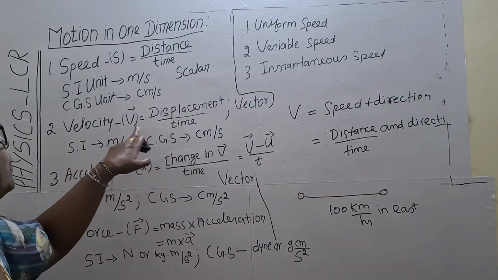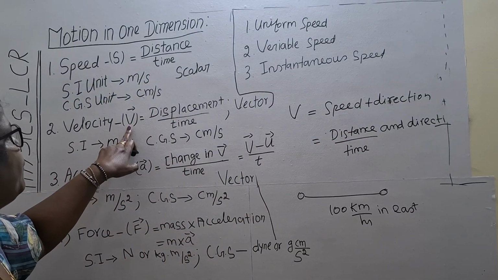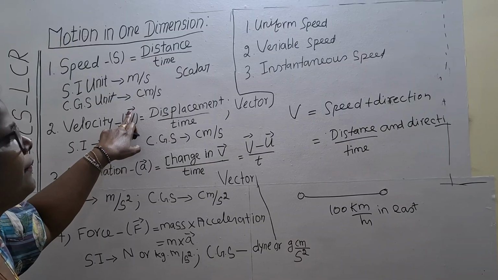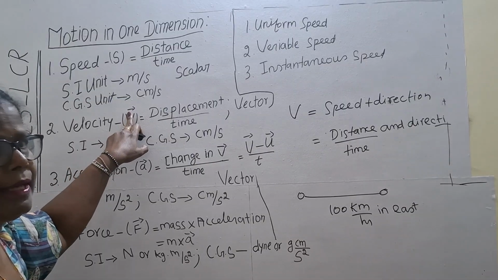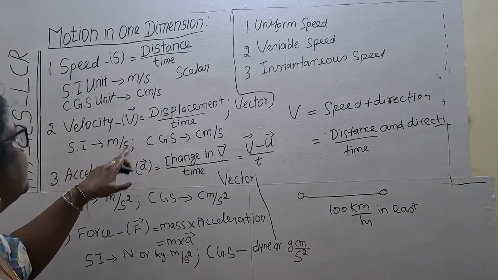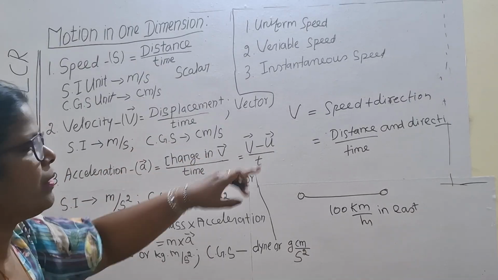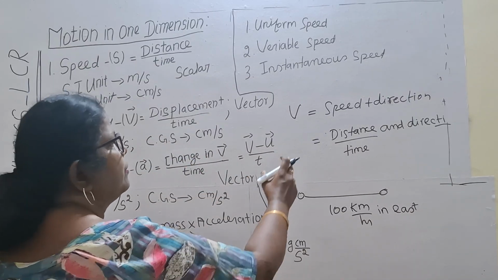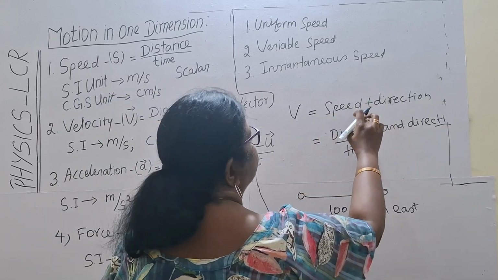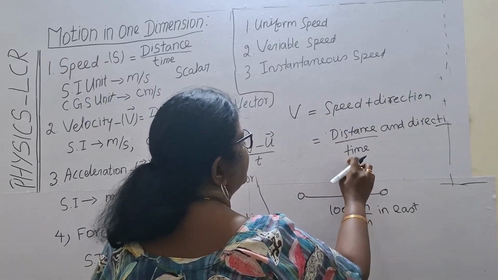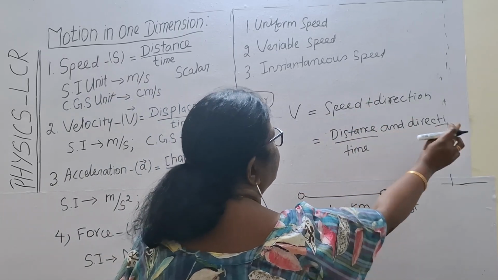Velocity is a vector quantity. How are you going to denote it? Overhead, we are applying an arrow mark. Okay, so this is a vector quantity. Velocity is a vector quantity. Have you understood? So speed with the direction. Distance by time, this is speed with the direction.